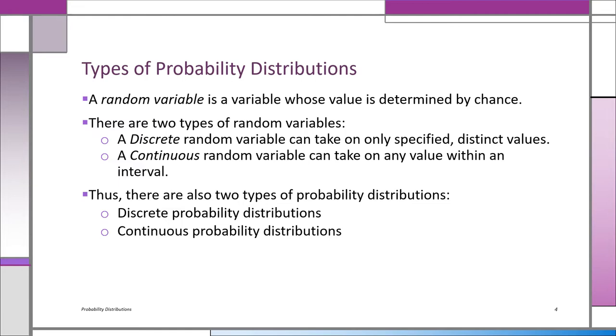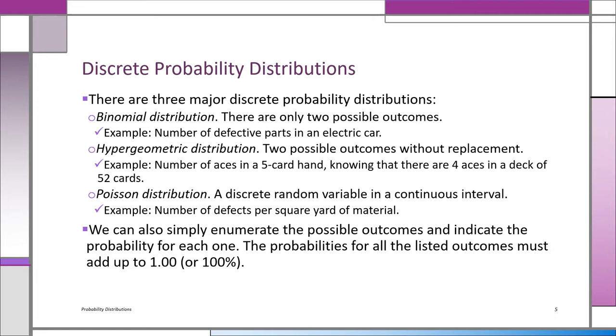There are three major discrete probability distributions. One we're going to learn in this course is the binomial. From the word bi, you know there are only two outcomes, like defect, not defect. Sometimes companies will study how many defective parts there are in an electric car, for example. Again, the binomial distribution can answer that question.